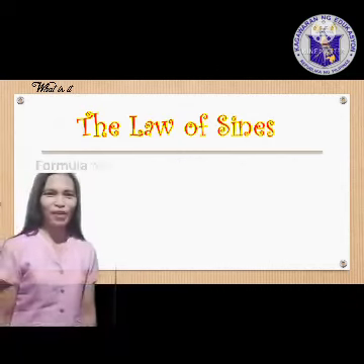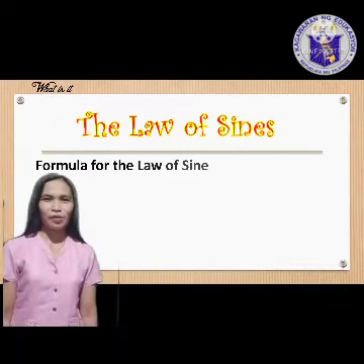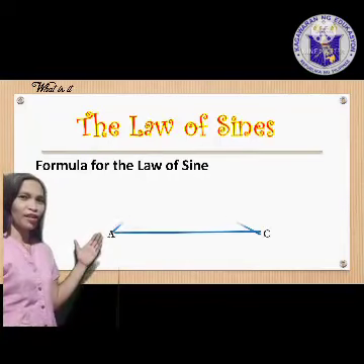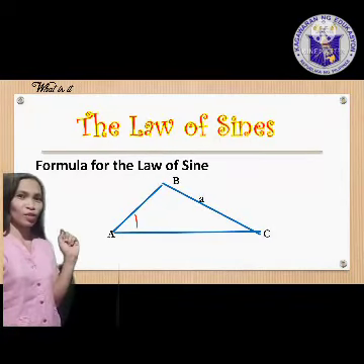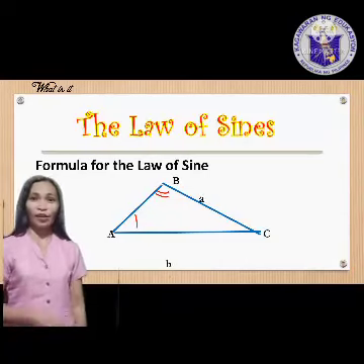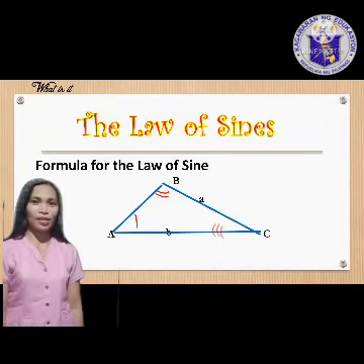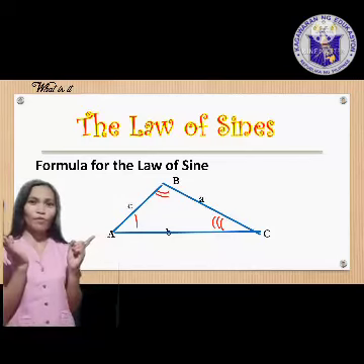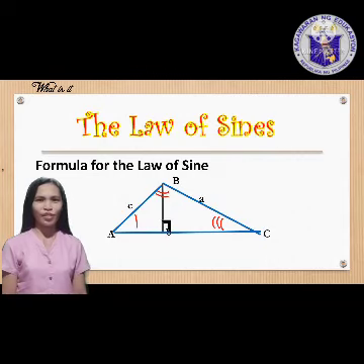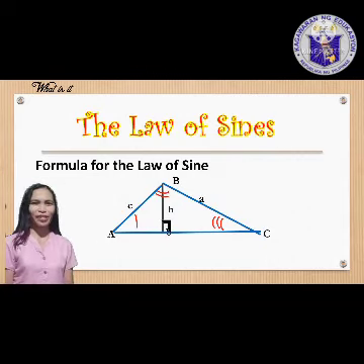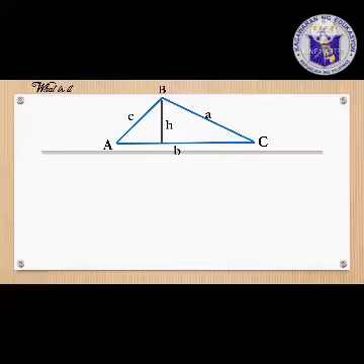First, let us derive the law of sines. Let us use any triangle ABC with angle A, opposite of side a, angle B, opposite of side b, and angle C, opposite of side c. From vertex B, let us draw a line perpendicular to its opposite side and represented by h. Let us now use the two right triangles.